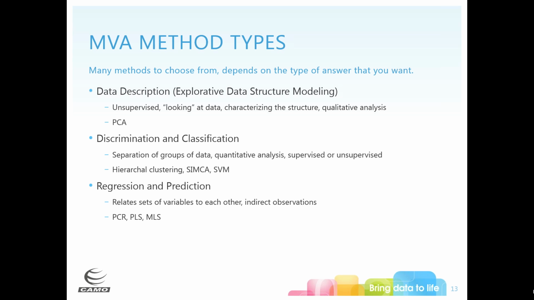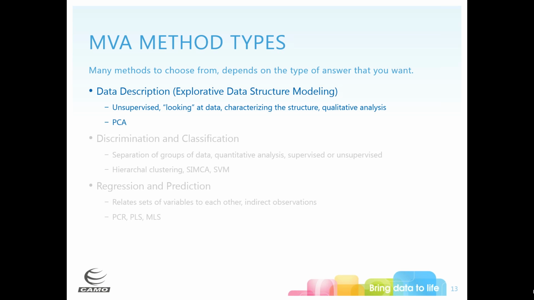There's also regression and prediction. These types of methods relate sets of variables to each other. These are your indirect observations, like measuring temperature using NIR. These are going to be principal components regression, partial least squares regression, and multiple linear regression. And again, today we're going to focus on this exploratory data structure and specifically principal components analysis.